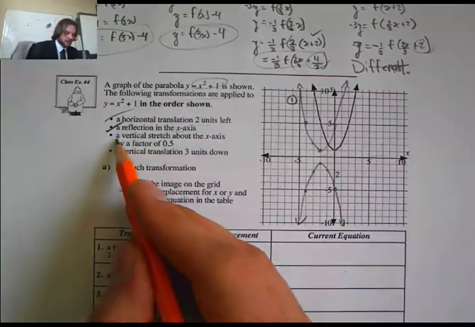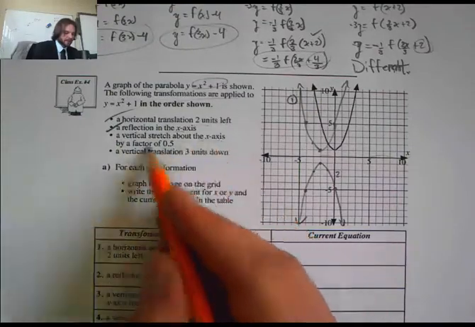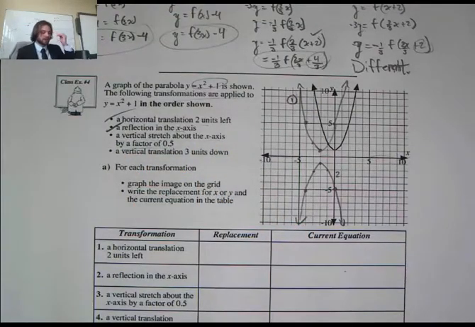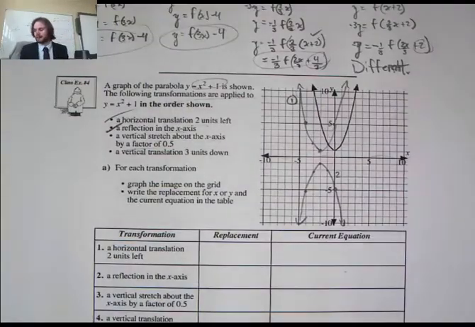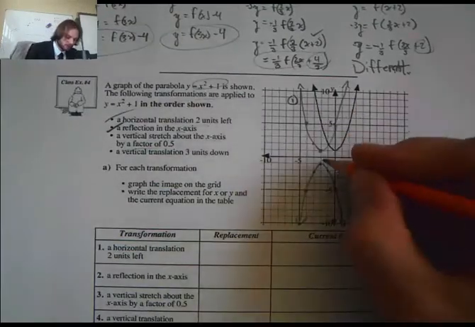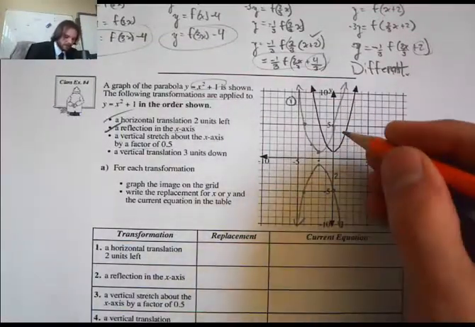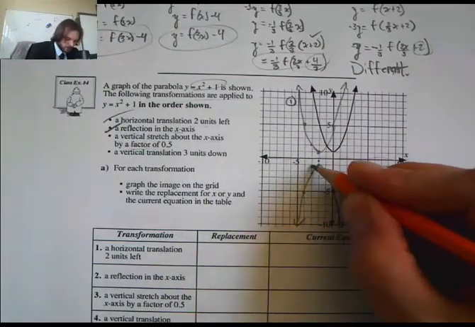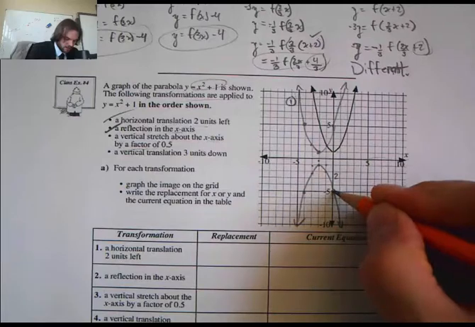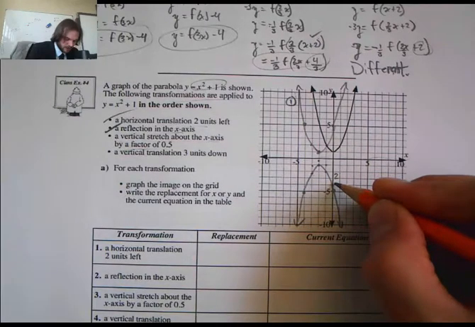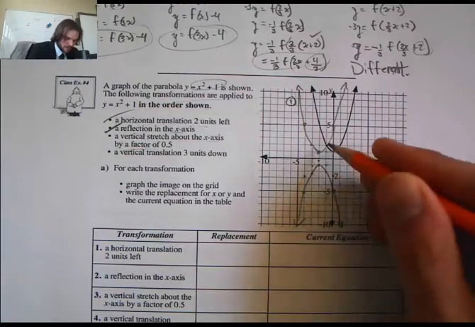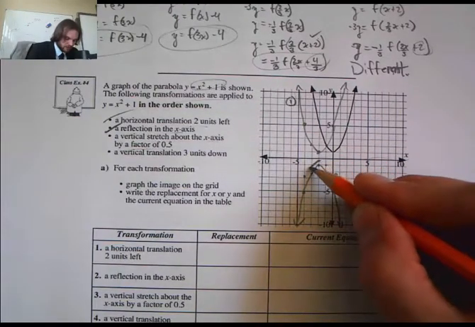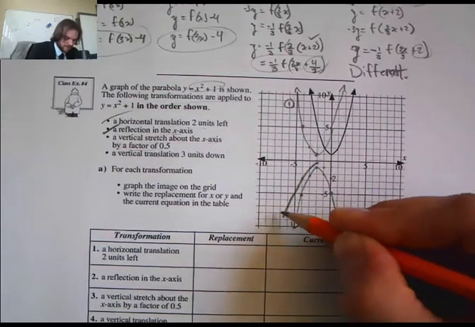Number 3 says a vertical stretch about the x-axis by a factor of 0.5. So everything gets shifted. And now, just quickly go 0.5. Okay, and 0.5, so that's there. This 5 comes to 2.5, which is around there. So now my graph looks something like that.